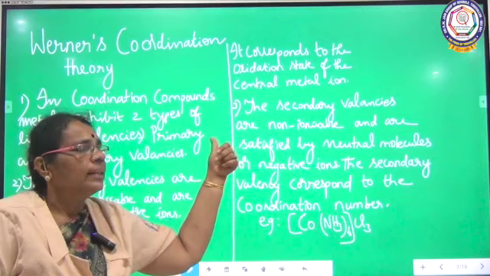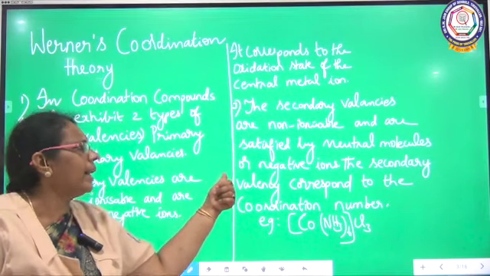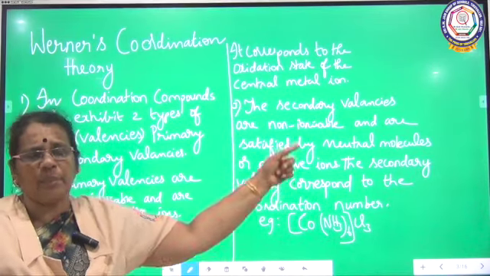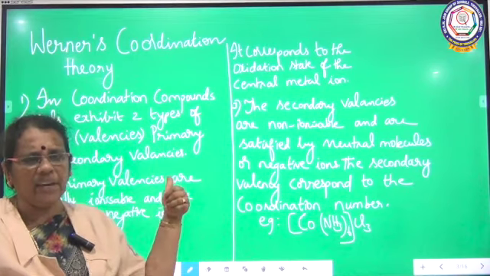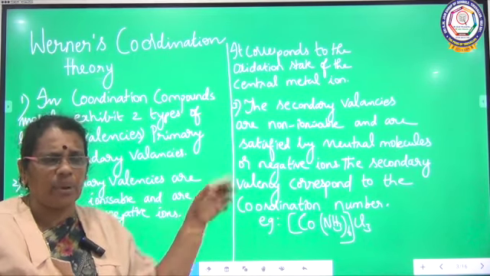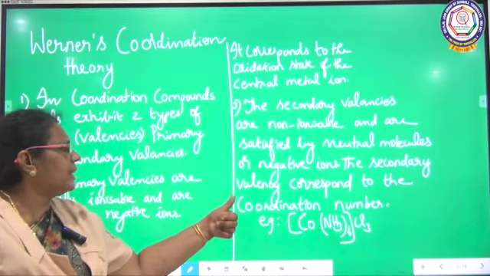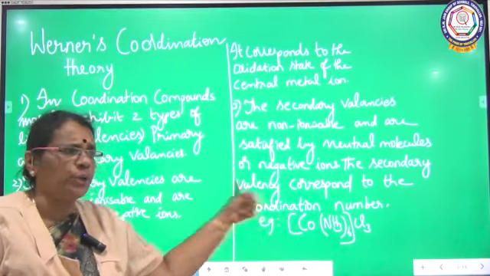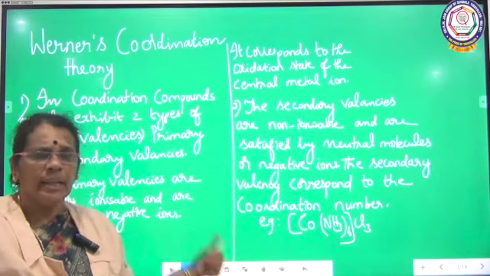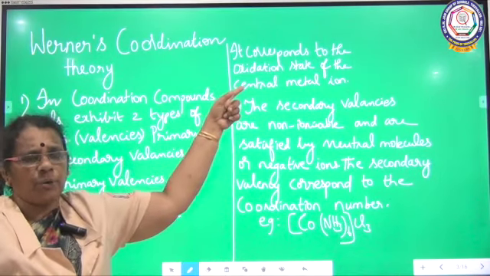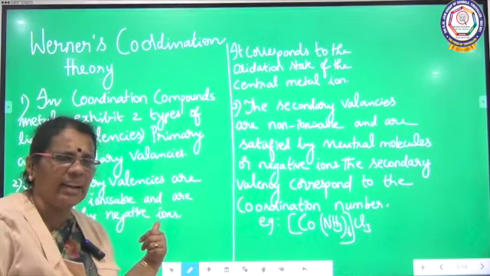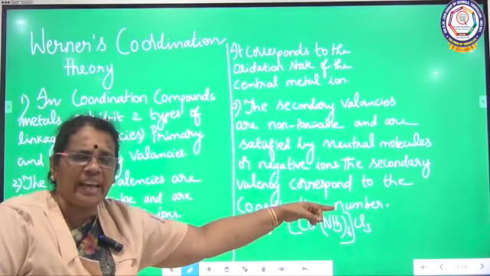The next point, the secondary valencies are non-ionizable and are satisfied by neutral molecules. And these secondary valencies correspond to the coordination number. The primary valency corresponds to the oxidation state, the secondary valency corresponds to the coordination number.